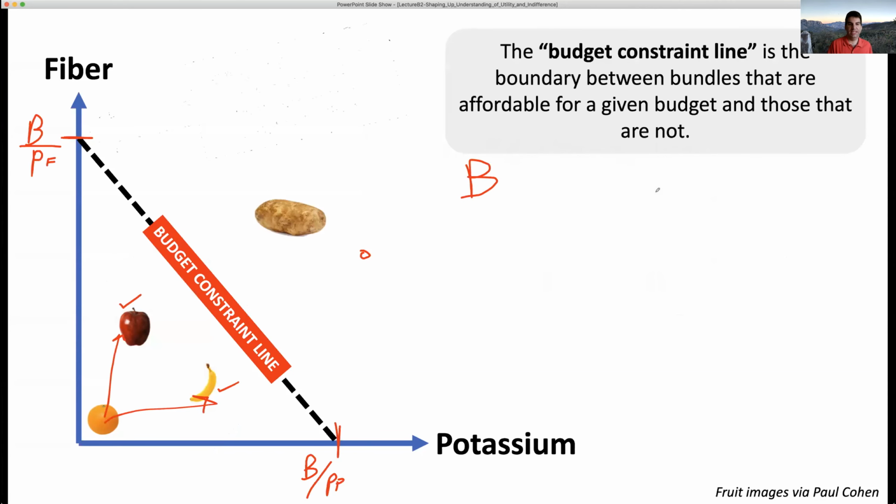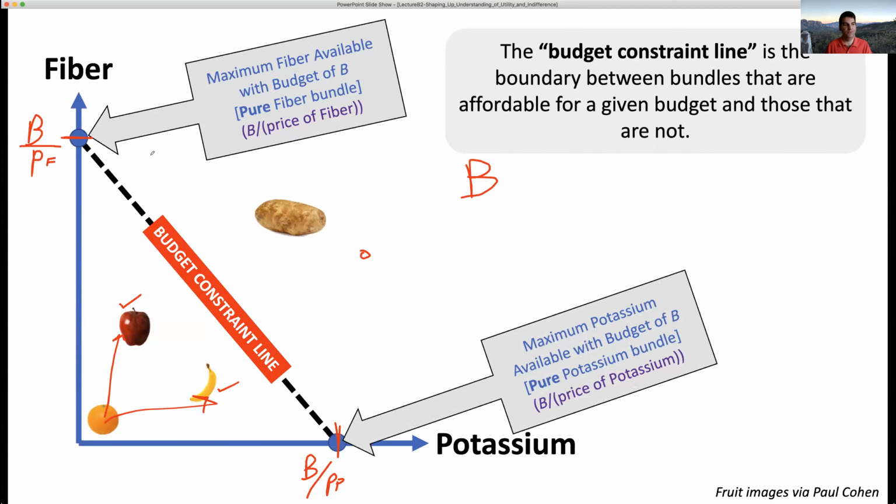All right, so we got this budget constraint line, and we figure out how to draw those. The beauty of the budget constraint line is it is a line in between these two points. So if I give you two prices, the price of one good and the price of another good, and I give you a budget, then you should be able to draw the budget constraint line because you can calculate where it intersects this axis, and you can calculate where it intersects this axis. And once you've drawn those two hypothetical pure bundles, the pure fiber bundle, the pure potassium, the pure electricity bundle, the pure stuff bundle, then you can just draw this line between them. And that is the budget constraint line.